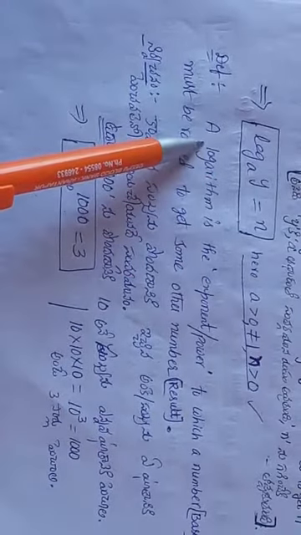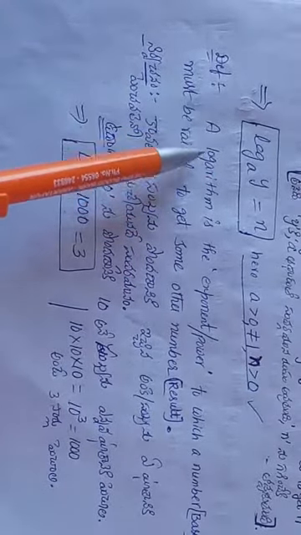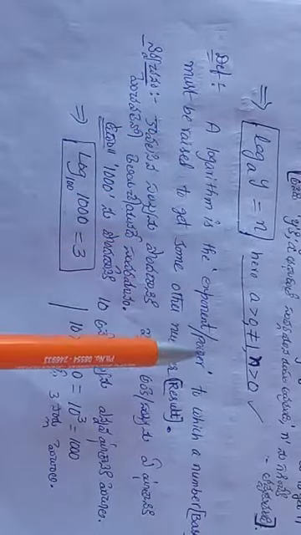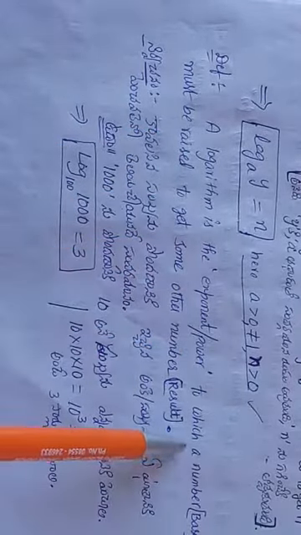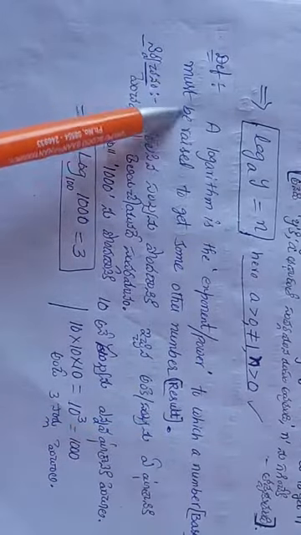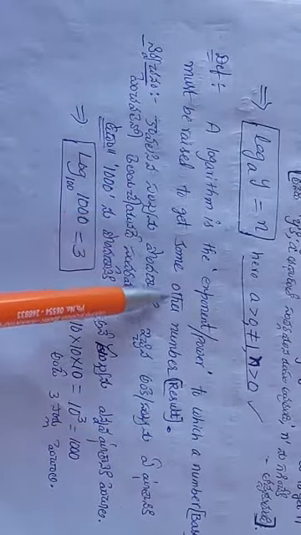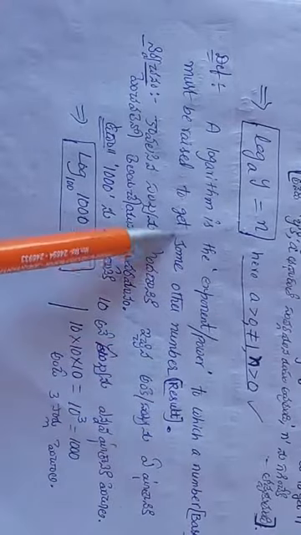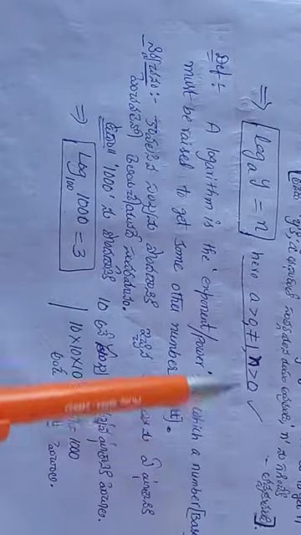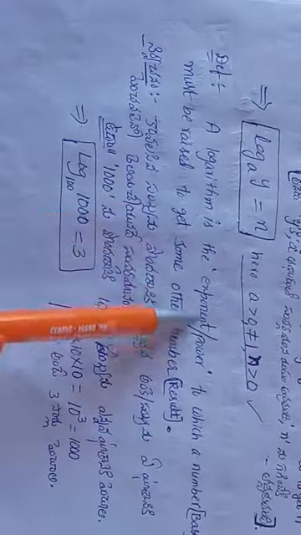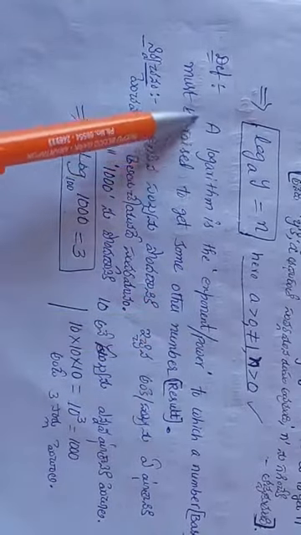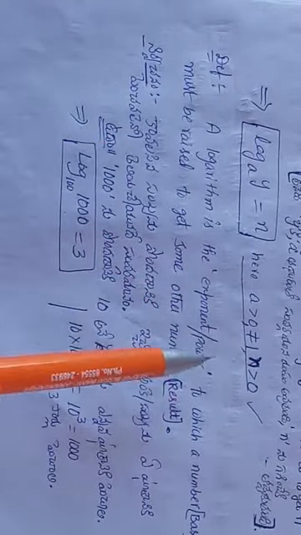So the definition again, clearly: a logarithm is the exponent or power to which a number must be raised to get some other value. Means to get y, the base a has to be raised n times. That power is n here. This is the definition of logarithm.